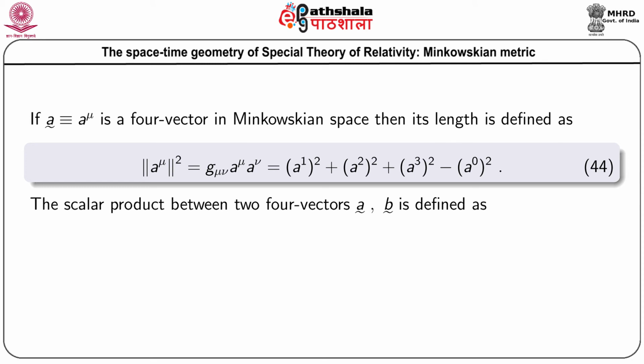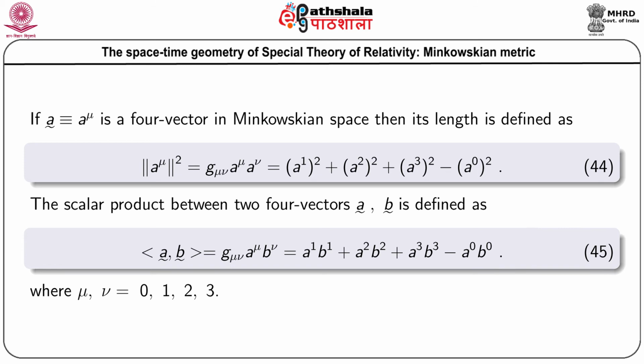And the scalar product between two 4-vectors a and b is defined in this way: g_μν a^μ b^ν, and this will be a1b1 + a2b2 + a3b3 - a0b0, where μ, ν are running from 0 to 3.